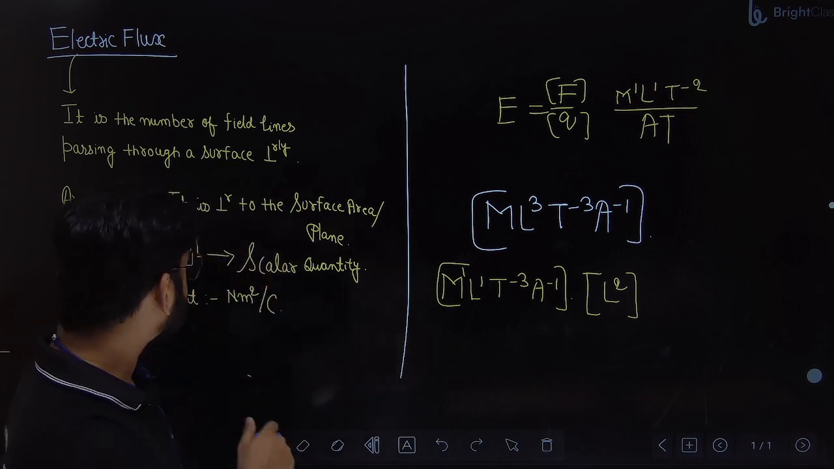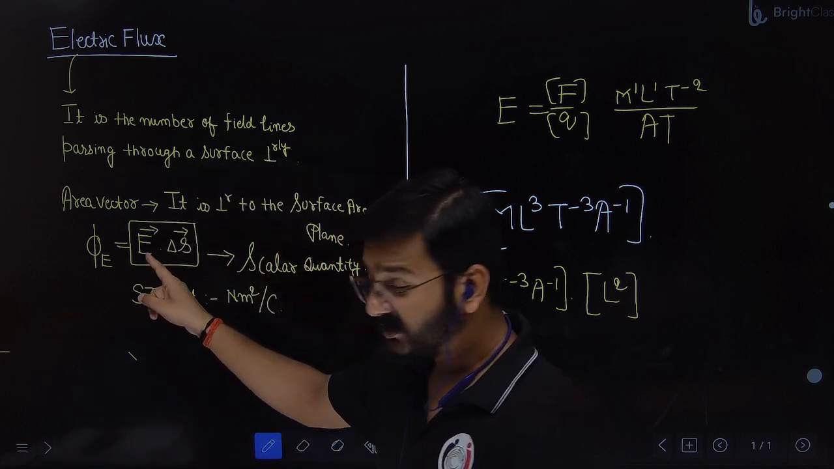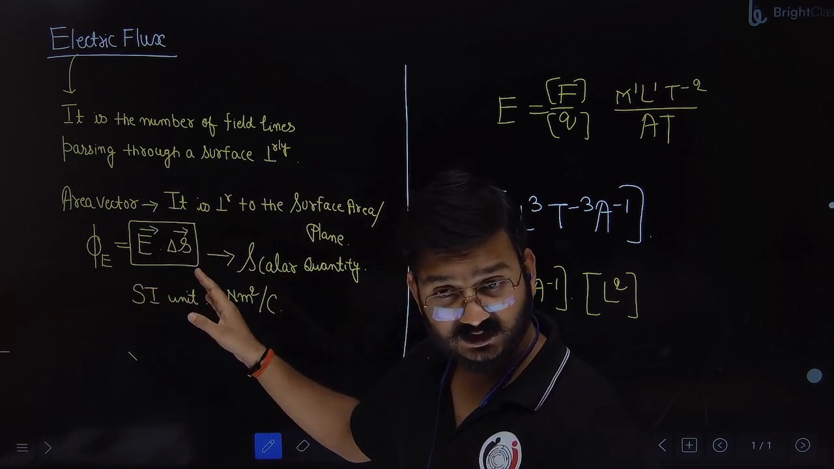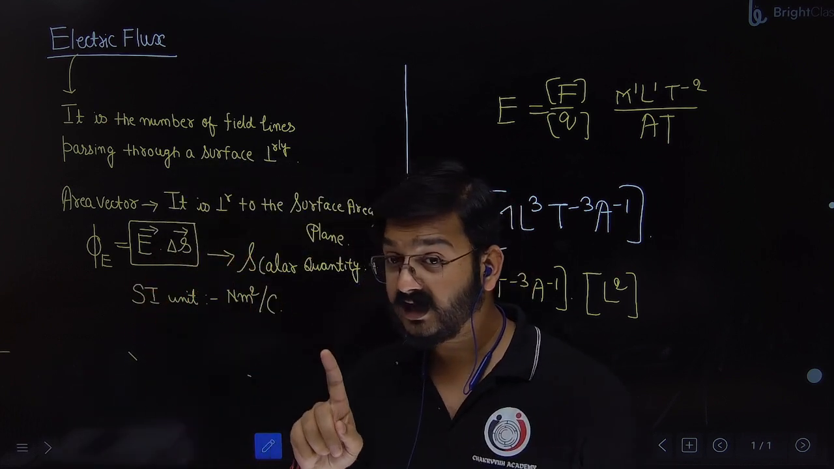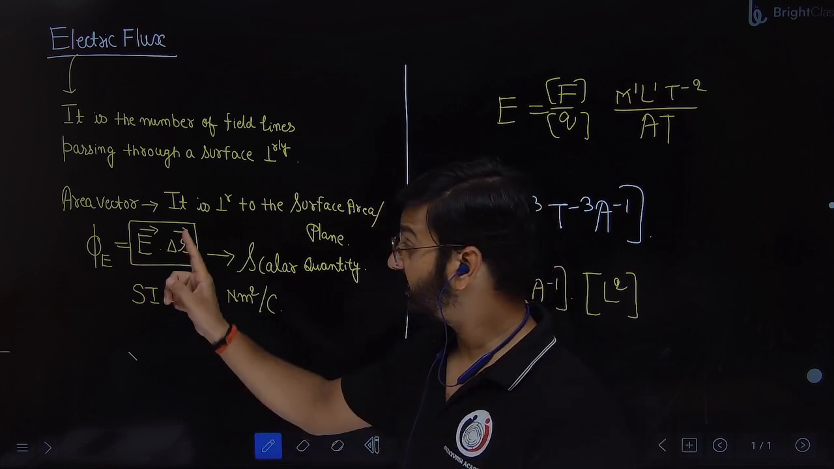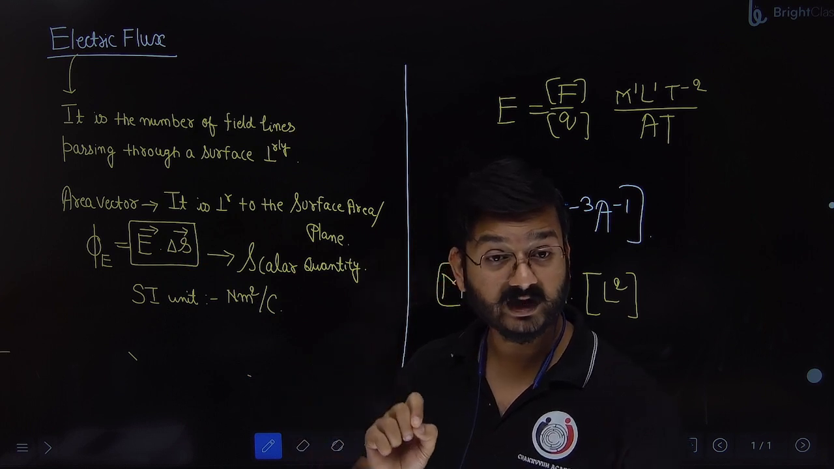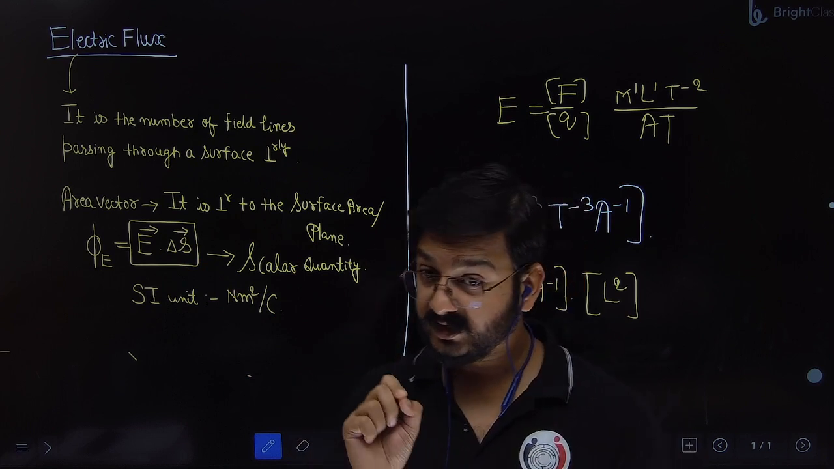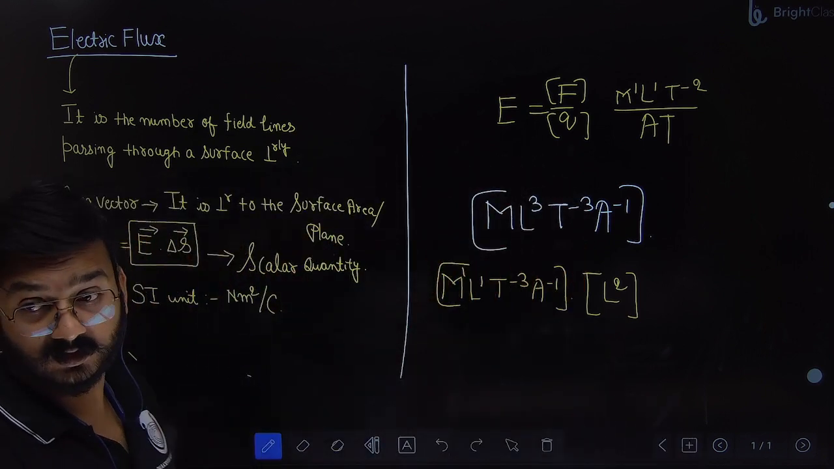But here, when you take the dot product, what is A dot B? AB cos theta. So theta is not the angle between electric field and area. Theta is the angle between electric field and area vector. Okay, so be careful.